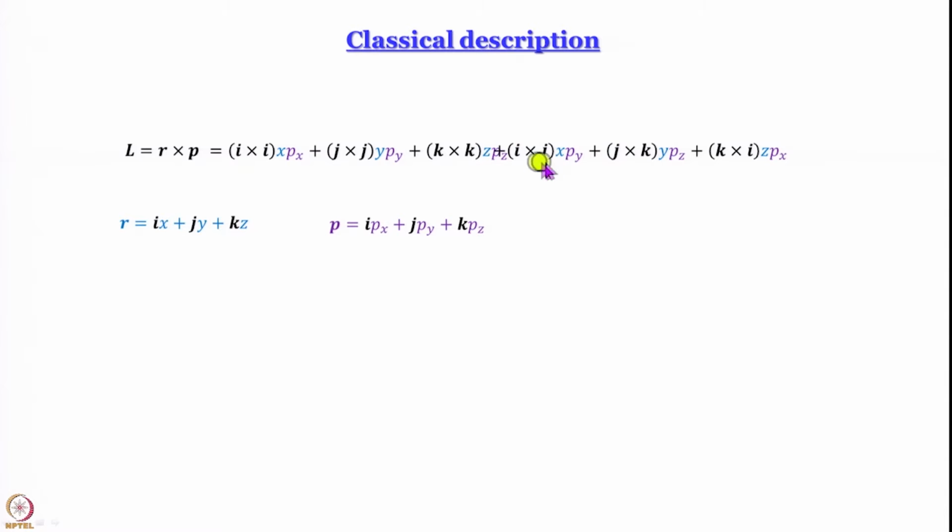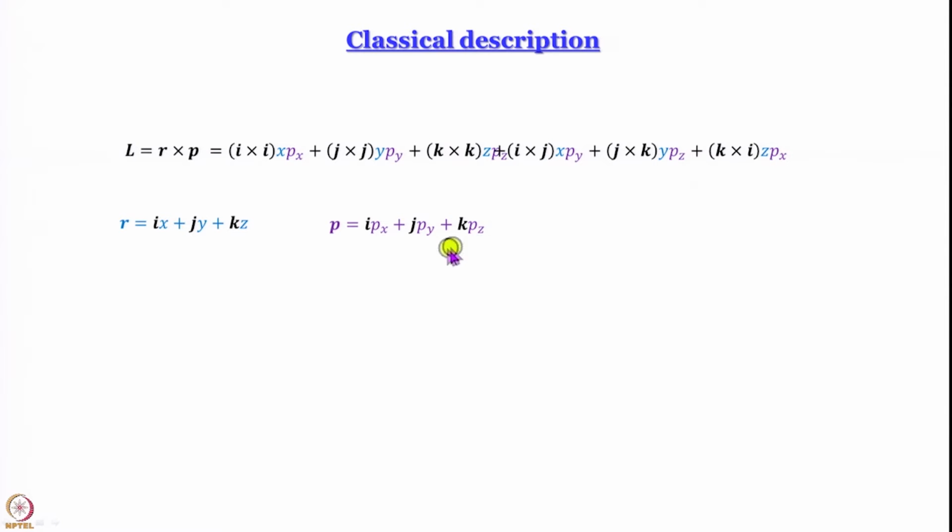Sorry for the overlap here, it was not like this, but anyway. i cross j multiplied by x py, plus j cross k multiplied by y pz, plus k cross i multiplied by z px. So, we have got 6 terms out of the 9 that we promised would be there.